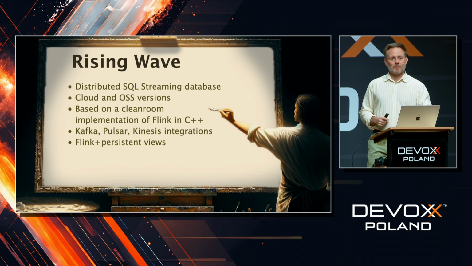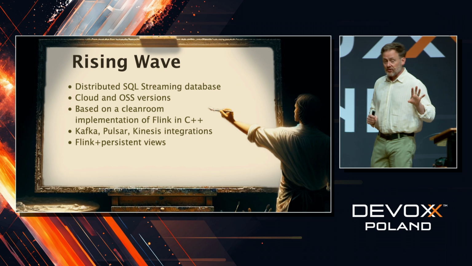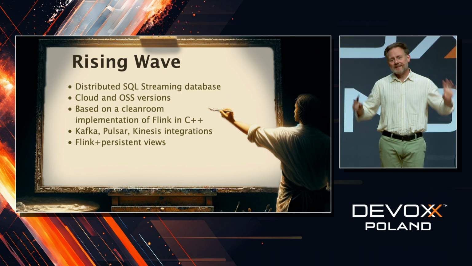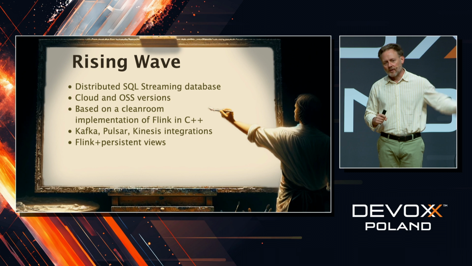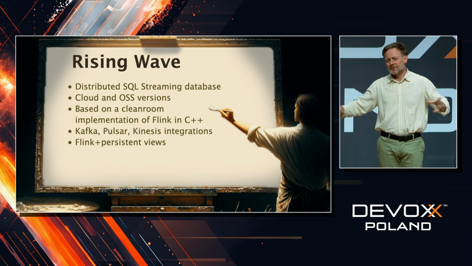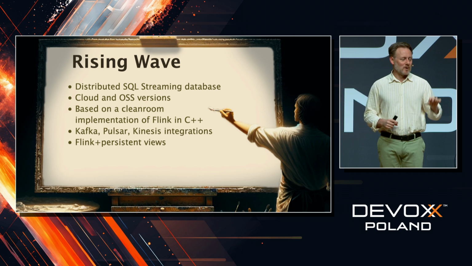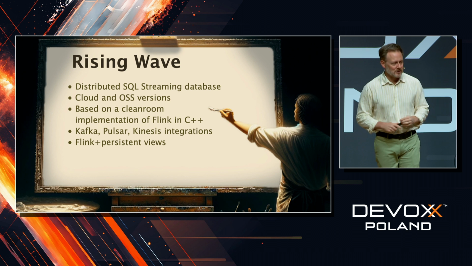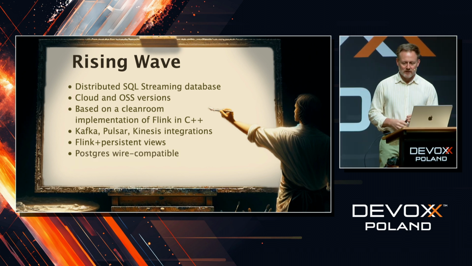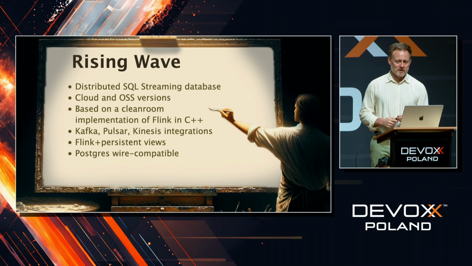Rising Wave adds persistent views. As we'll see in Flink in a minute, Flink is stateful. It lets you do all kinds of sophisticated stateful things, but it doesn't give you access to that state store. It's always stream in and stream out. That's why I put a question mark. We'll get to Flink in a minute, but the question mark is there because you can't really use Flink to query a stream. Well, Rising Wave says, no, you can. We'll let you run queries against this thing. And again, Postgres wire compatibility, because that is how we do.